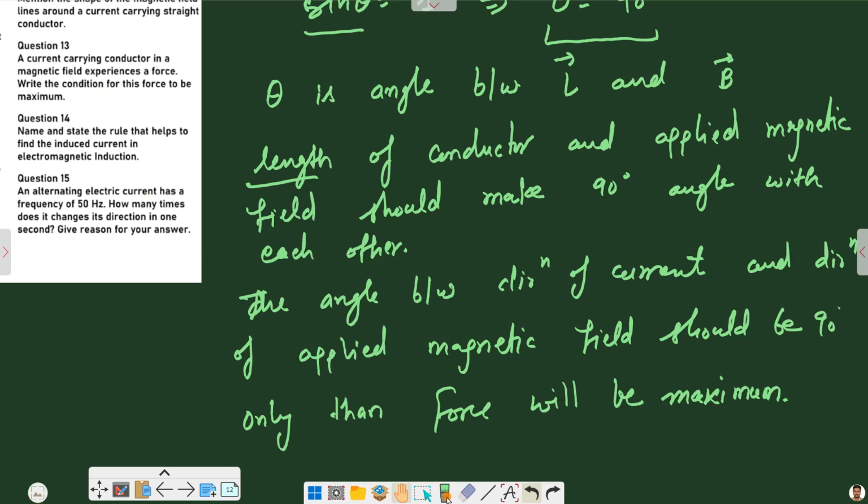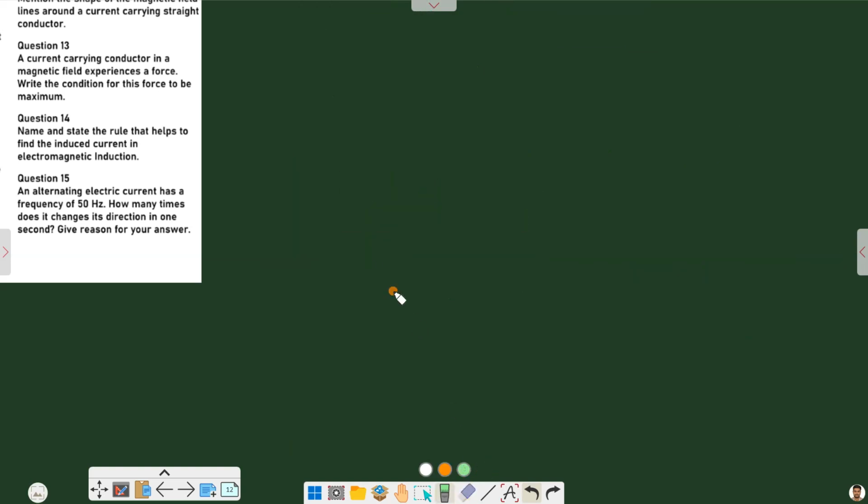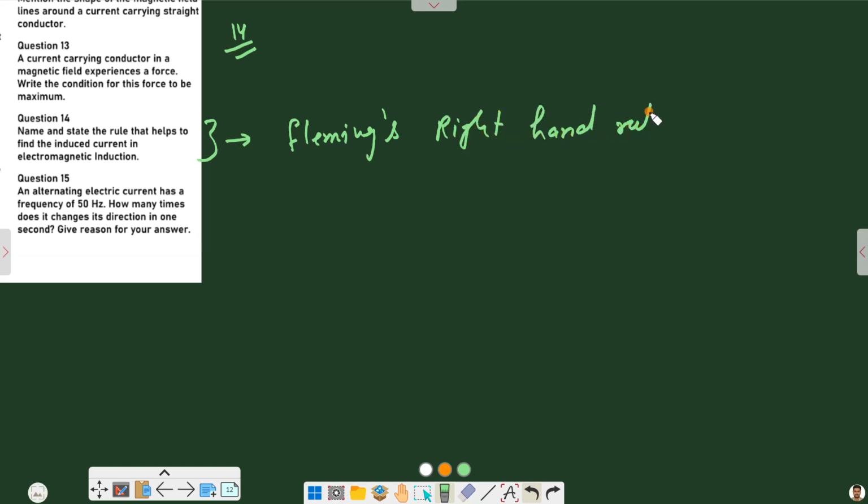Moving to question number 14. Write and state the rule which helps to find the direction of induced current. This is not particularly in your syllabus for CBSE students, but I mention the name of the rule, and the rule is Fleming's right hand rule. This rule is used to find the direction of induced EMF.